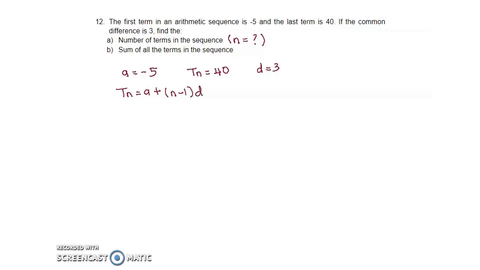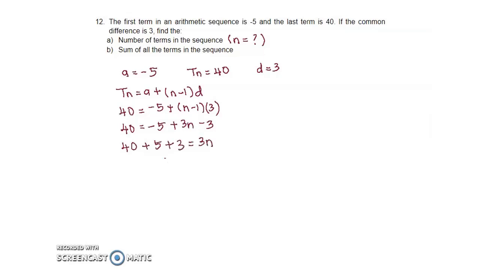So we have info about Tn, so substitute Tn equal to 40, A equal to negative 5, plus n minus 1 times D equal to 3. So 40 equal to negative 5, n times 3, 3n, negative 1 times 3, negative 3. So solve this one: 40 plus 5 plus 3 equal to 3n. So 3n equal to 48. Okay, 40 plus 5, 45, plus 3, 48.